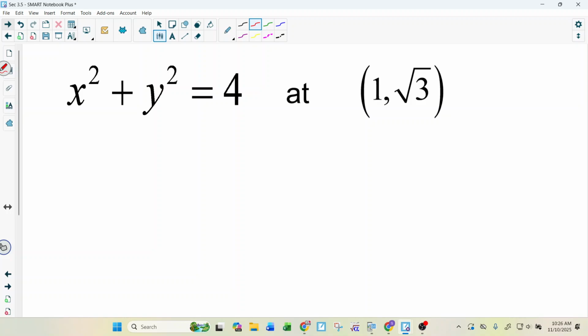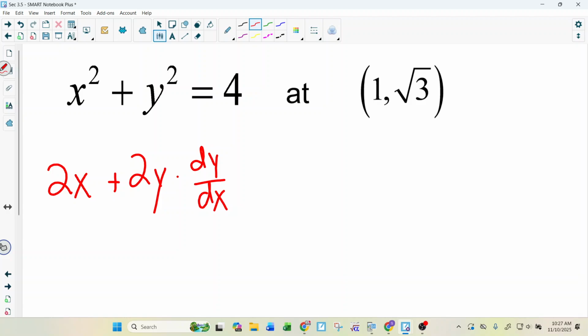Let's look at this one. x squared plus y squared is 4. And we want to find what is dy/dx. Okay. So we need to take our derivative. So here's how, this is the key. So if we take the derivative, what's the derivative of x squared? 2x. But it's x, so we're good. Plus we take the derivative of y squared, which is 2y times dy/dx. Then it equals the derivative of 4, which is 0.